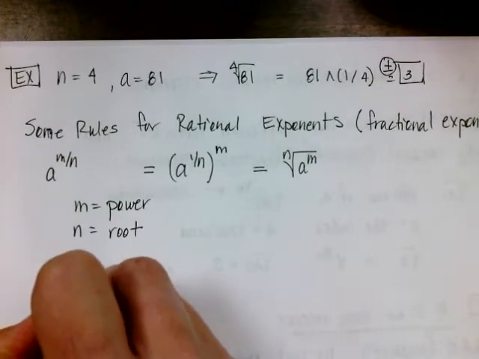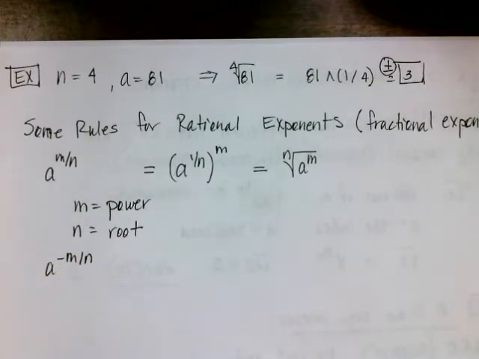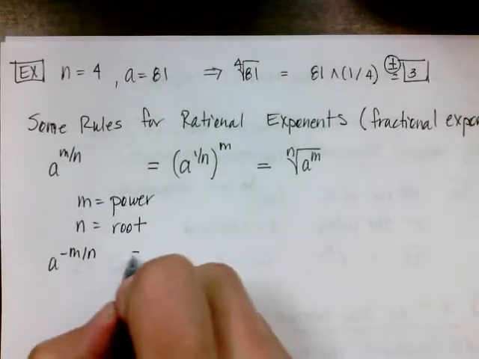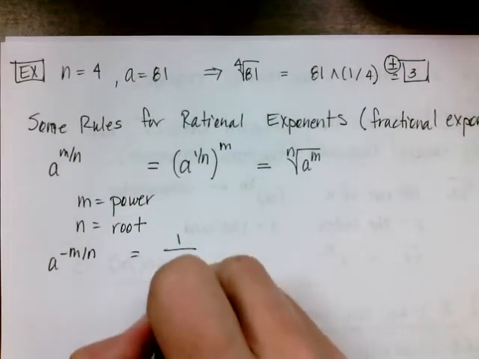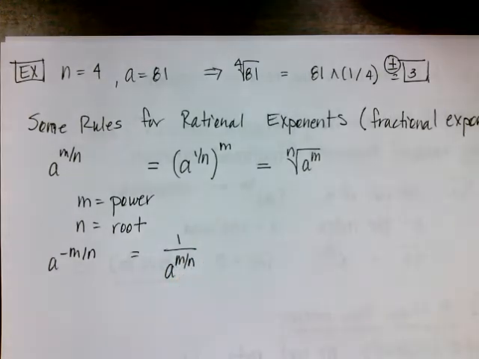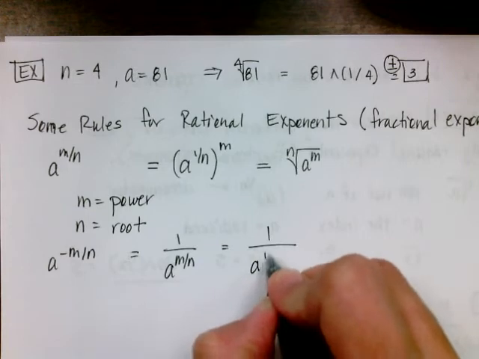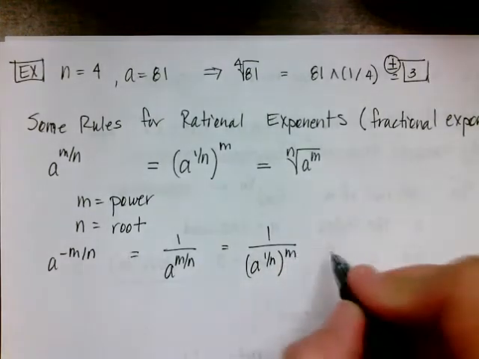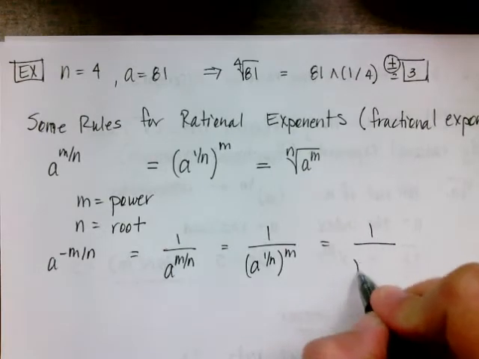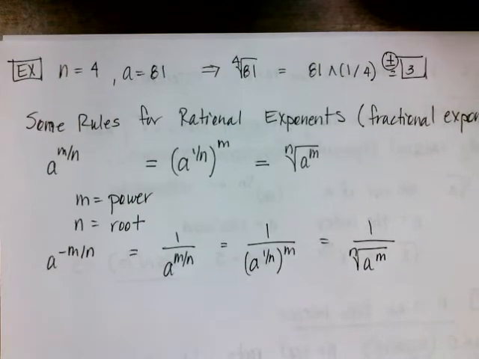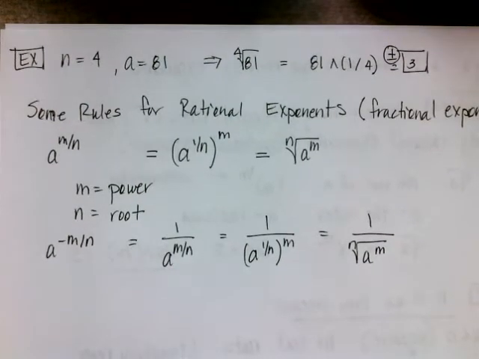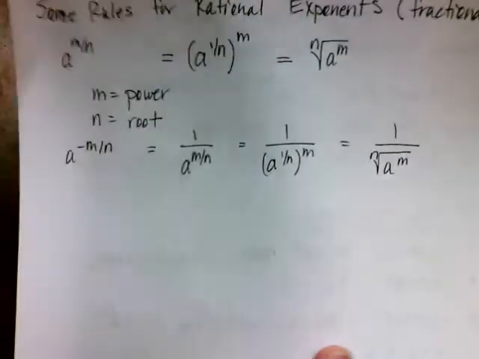Now if I raise it to a negative m over n, remember that a negative exponent changes the location of a value. So this is going to be 1 over a to the m divided by n. So this is going to be 1 over, and I'll write it both ways, 1 over a to the 1 over n raised to the m, or I could write it as 1 over the nth root of a to the m. All of those things would be okay, and they would all say the same thing.